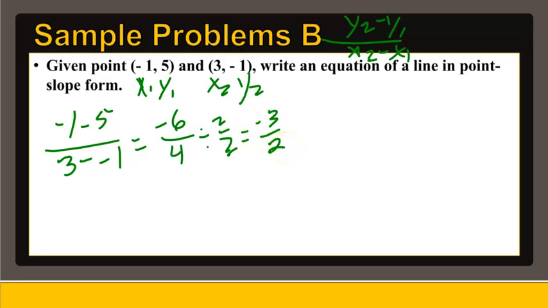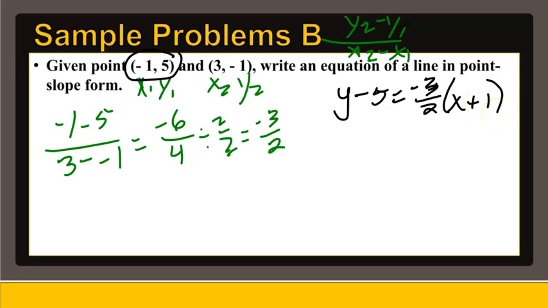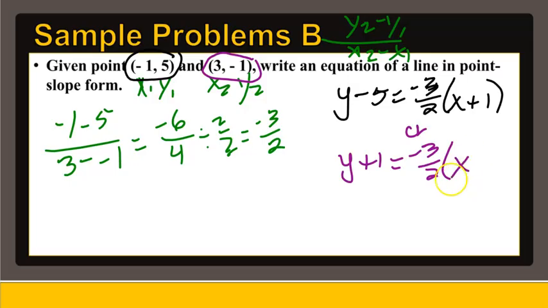So if that's our slope, I'm going to choose this first point first. So I have y minus 5 equals our slope, negative 3 halves, times x minus a negative 1, which really means plus 1. Or we can use this point, and we would have y minus a negative 1, which really means y plus 1, equals a slope of negative 3 halves times x minus 3. And that would be our equation in point slope form.